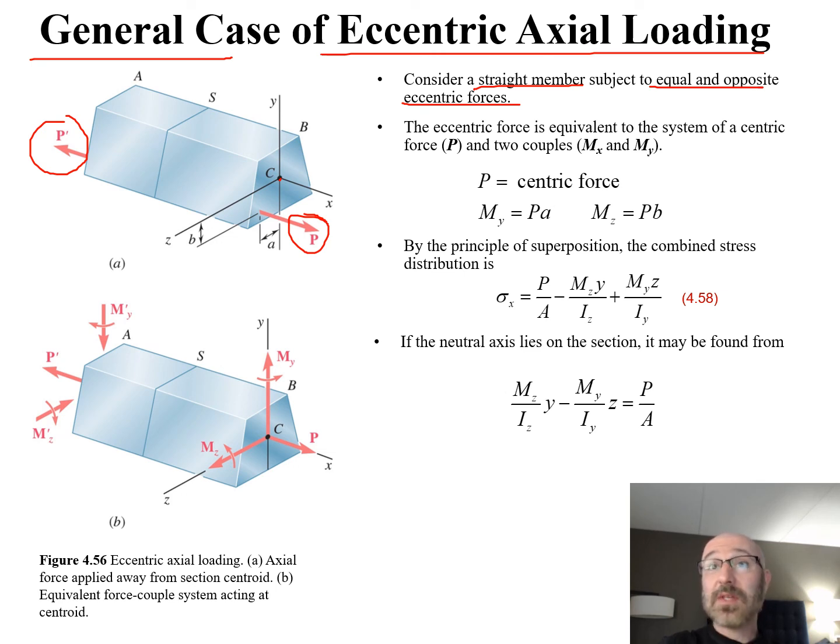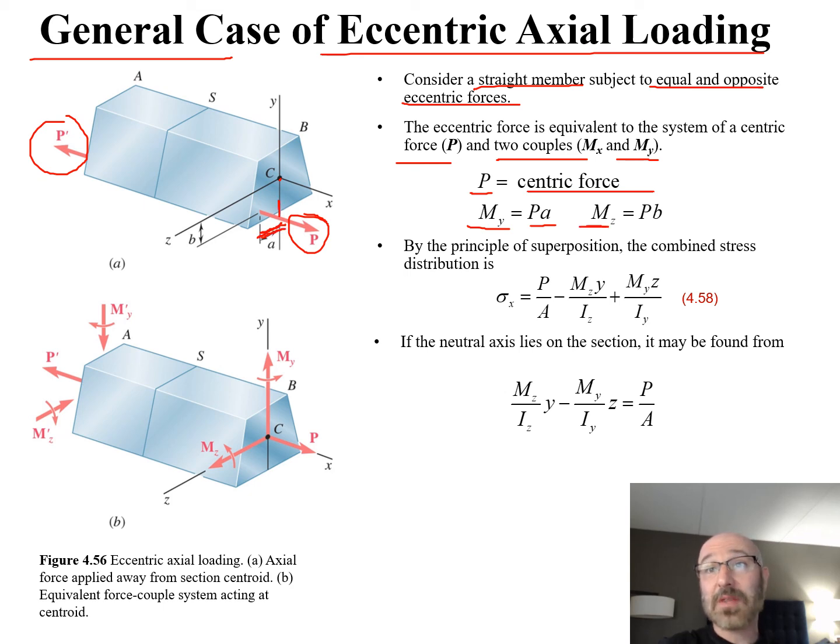Now with this here, the eccentric force is equivalent to the system of centric forces P and the two couples Mx and My, where P is going to be our centric force. Our M sub Y is going to be given by P times A, which is our P right there times that distance away. There's our A from the central axis to where that load P is.